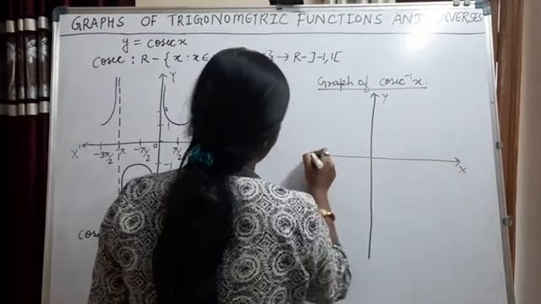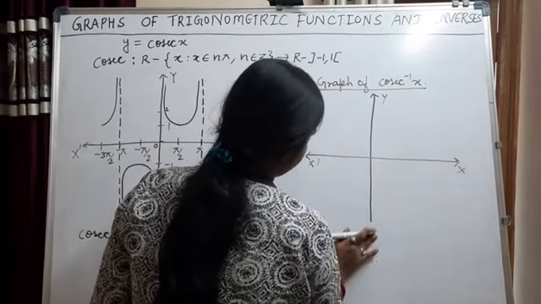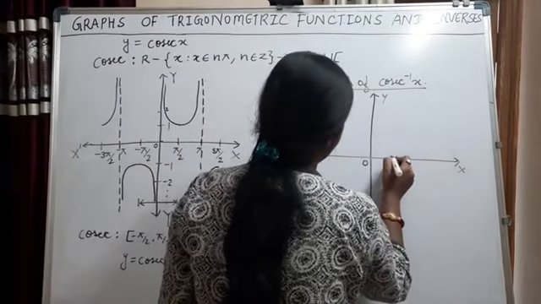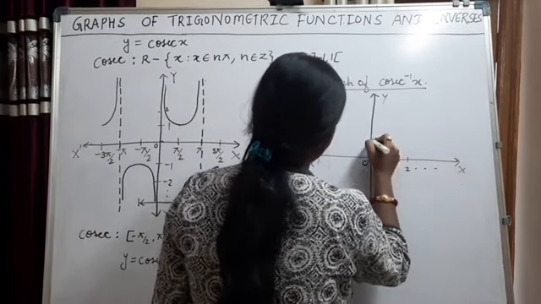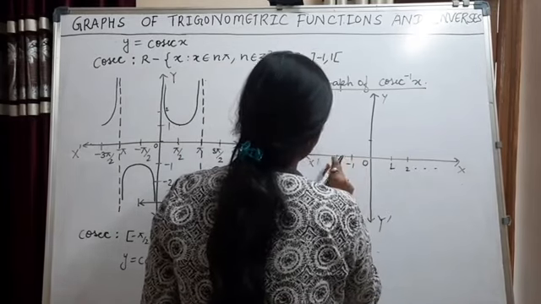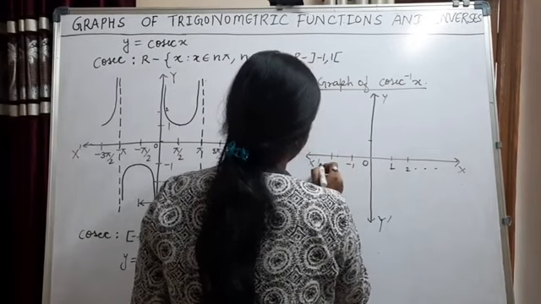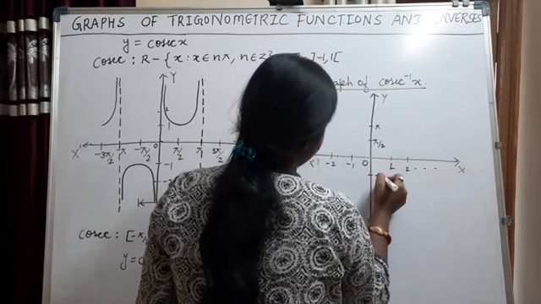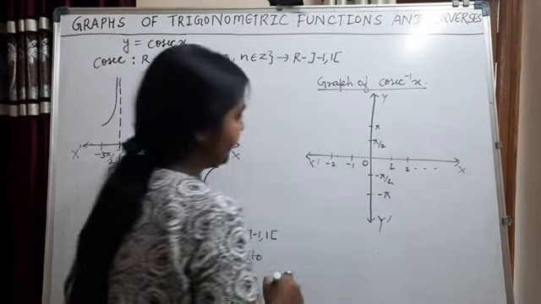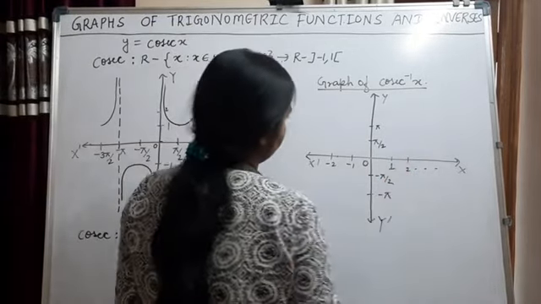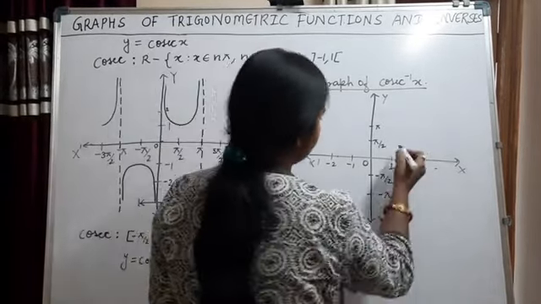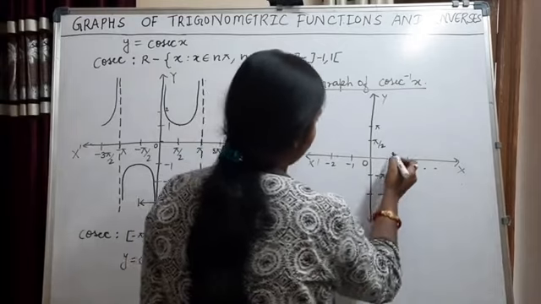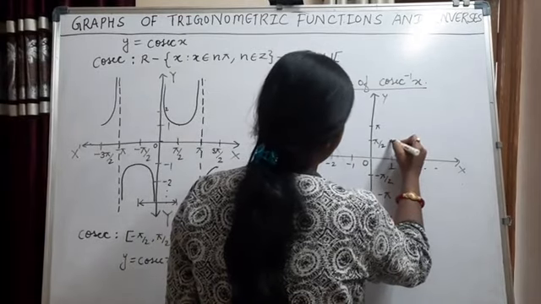x, y, x dash, y dash. Now we will represent here 1, 2 and so on. Then minus 1, minus 2 and so on. Here pi by 2, pi, minus pi by 2, minus pi. Now we'll start with here. We know that cosec 0 is infinity and cosec pi by 2 is 1. So it will be like that.